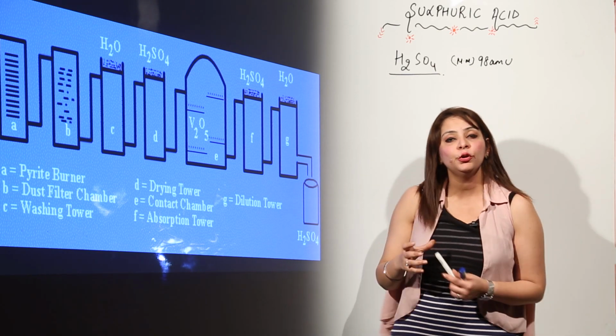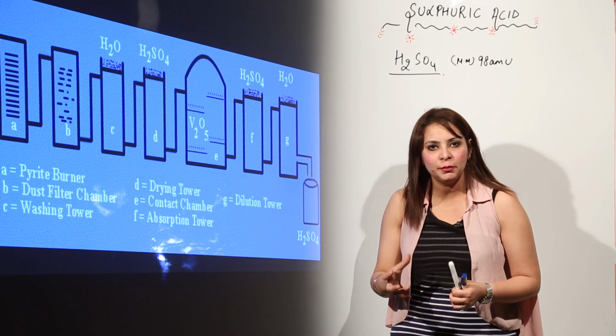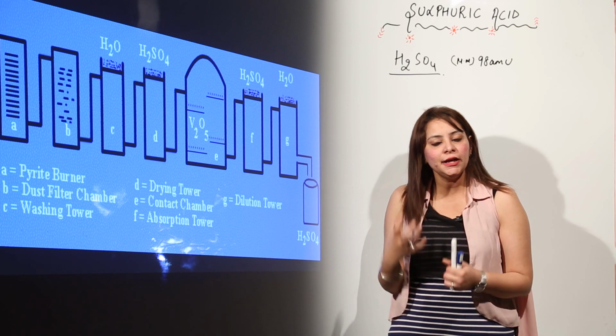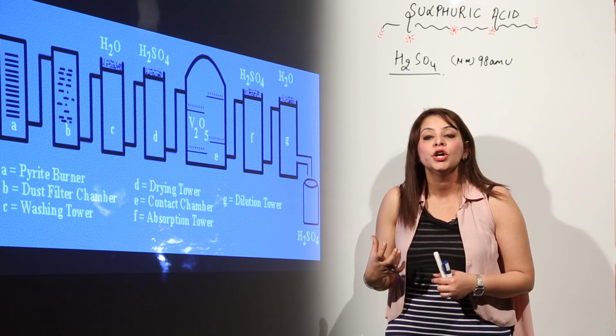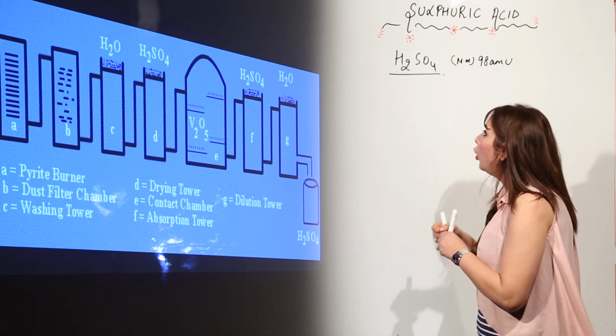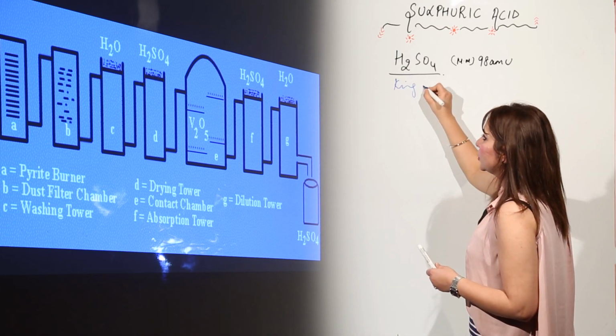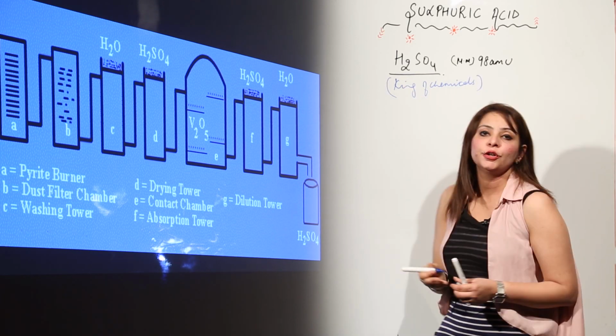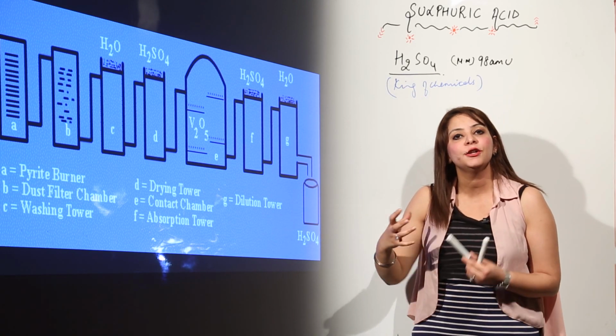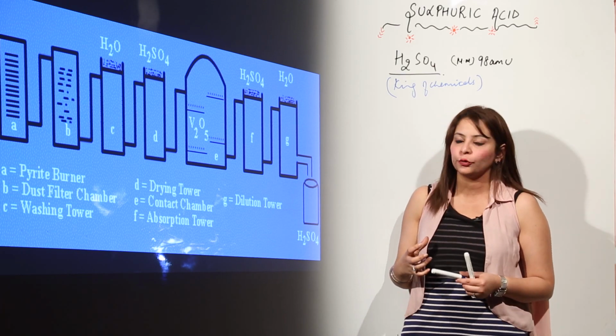And you know that sulfuric acid is called the king of chemicals because it is of great advantage; it is used in almost all the industries. So it is called the king of chemicals. If somebody asks you to state the king of chemicals, it should strike your mind that it is our sulfuric acid, that is H2SO4.